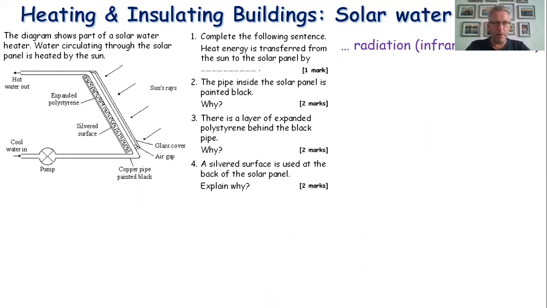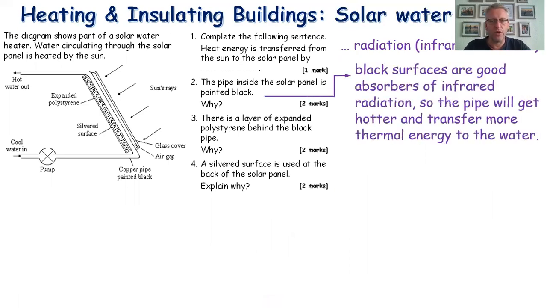Question 2. The pipe inside the solar panel is painted black. Why? Well, hopefully we understand, particularly if we've paid attention to the last lesson, that black surfaces are good absorbers of infrared radiation. So when the sun's radiation hits the pipe, because it is black, it will absorb that heat energy very easily. So the pipe will get hotter and transfer more of that thermal energy to the water. So that energy gets into the water more quickly, because that's what we want here.